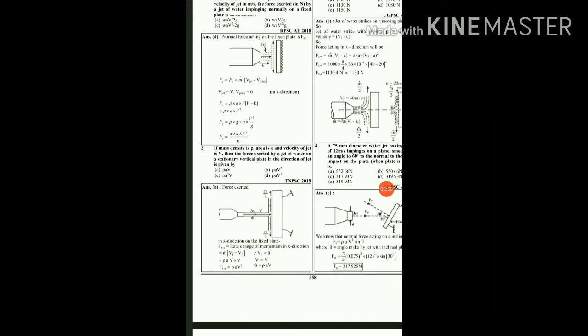The next question: if mass density is rho, area is A, and velocity of the jet is V, then the force exerted by a jet of water on a stationary vertical plate in the direction of the jet is given by. Earlier I have already told you about the impact of a jet, by using Newton's second law of motion, that the force exerted on an object is nothing but the rate of change of momentum. So this must be equal to m dot into initial velocity minus final velocity. Here the final velocity is again 0, because the velocity of the jet in the direction of the applied force to the fixed plate will be 0 after it impinges on the plate.